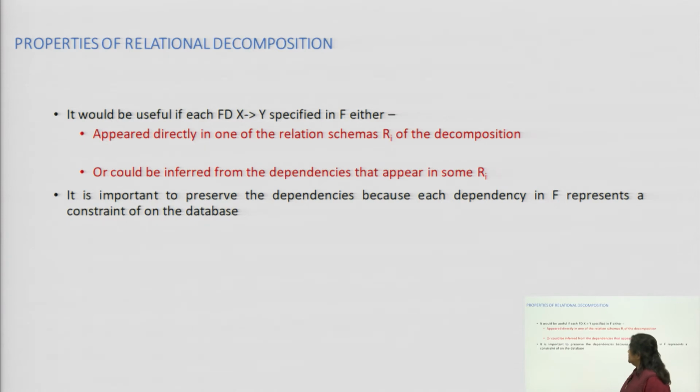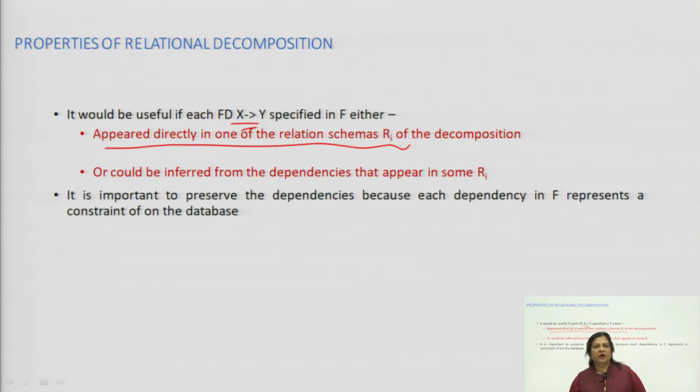Now, it would be useful if each functional dependency specified in F appears either directly in one of the relations Ri, that is directly in one of the decompositions, or it could be inferred from the dependencies that appear in some of the decompositions.